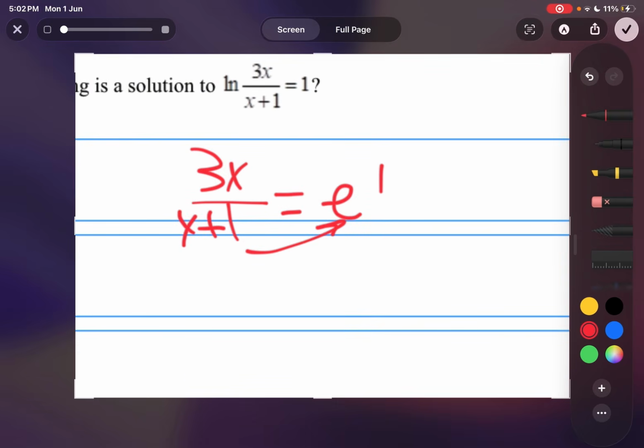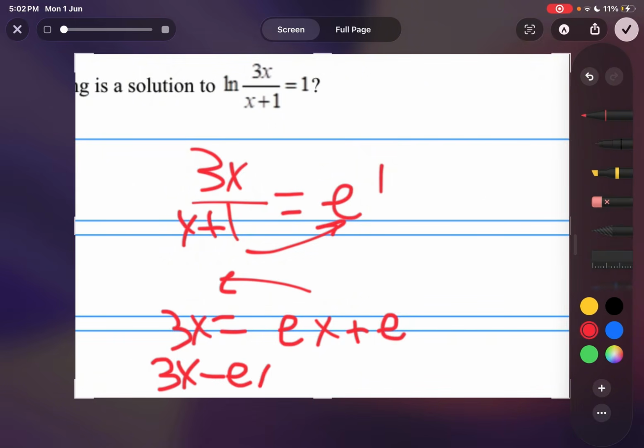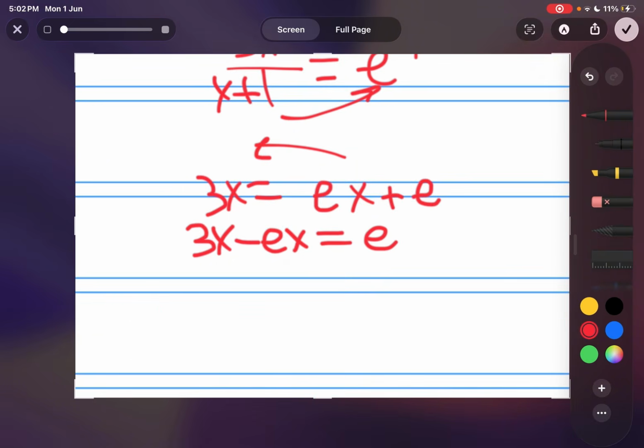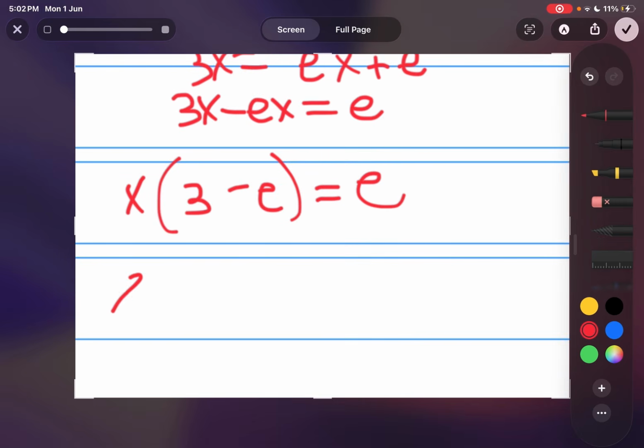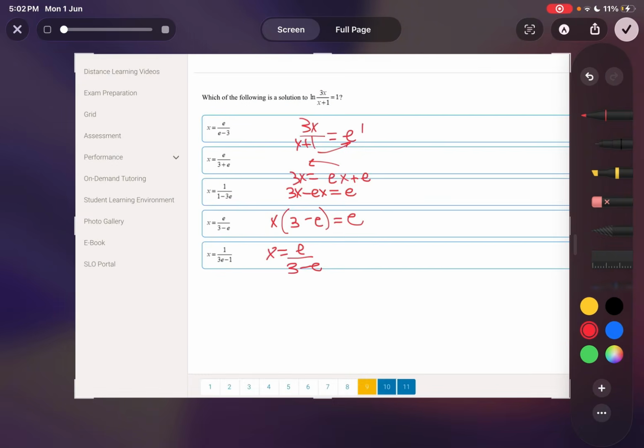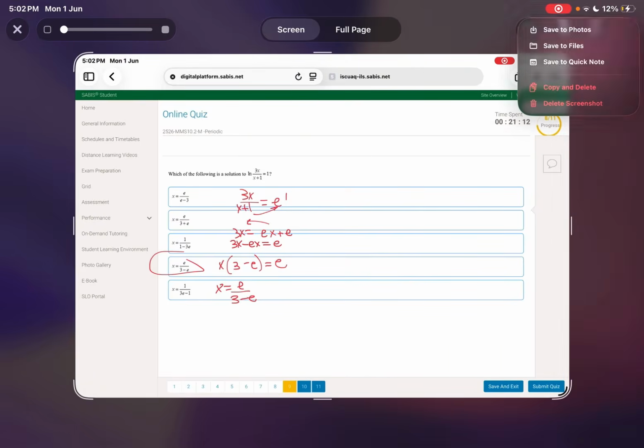You multiply across, so 3x is equal to ex plus e. Move this over, 3x minus ex is equal to e. Take x as a common factor, so x times (3 minus e) is equal to e, divided by 3 minus e. So x will be equal to e over 3 minus e. Very simple.